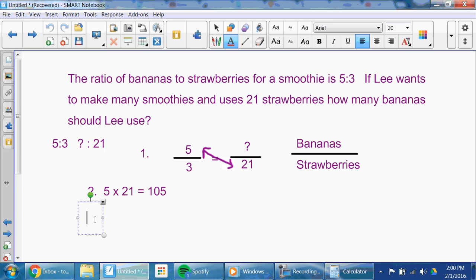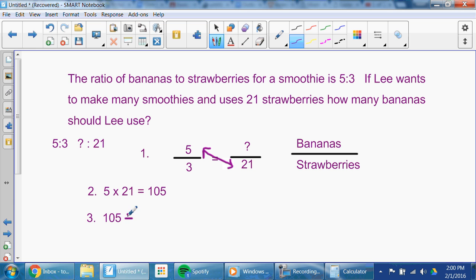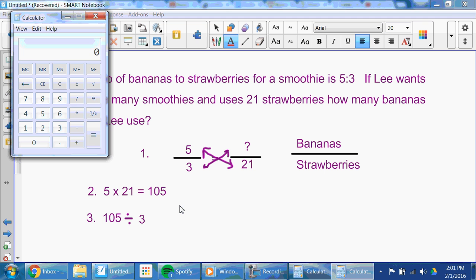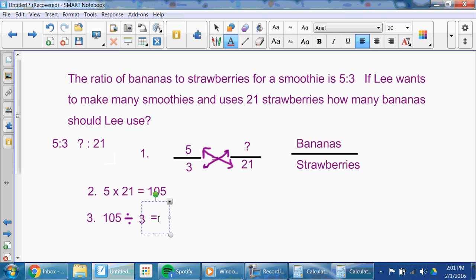Then once I have 105, my step 3 is to do 105 and divide it by the number that I haven't used yet, or the one that's diagonal to it. So now I'm going to divide 105 by 3. Okay, so I take my calculator, I do 105 divided by 3. And that gets me 35. So that would equal 35 bananas, is how many bananas you would use if you use 21 strawberries.